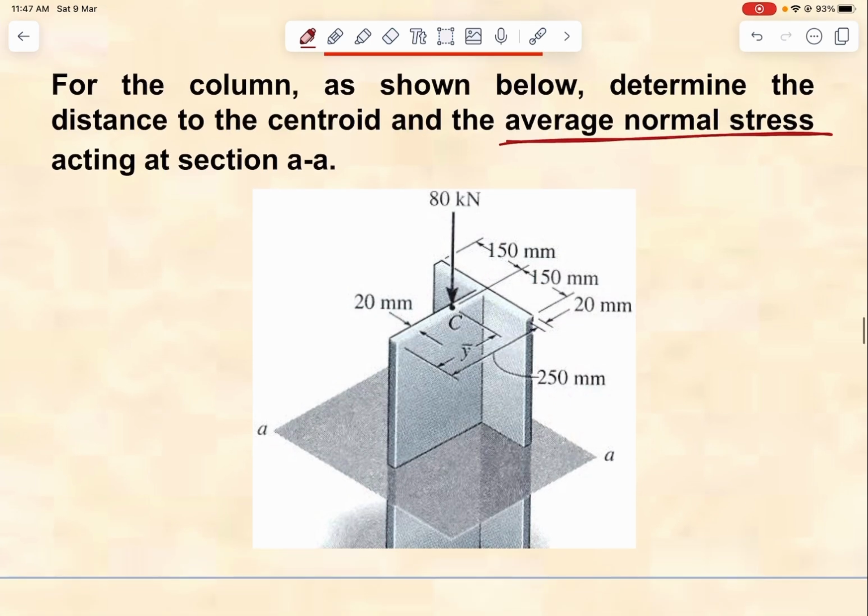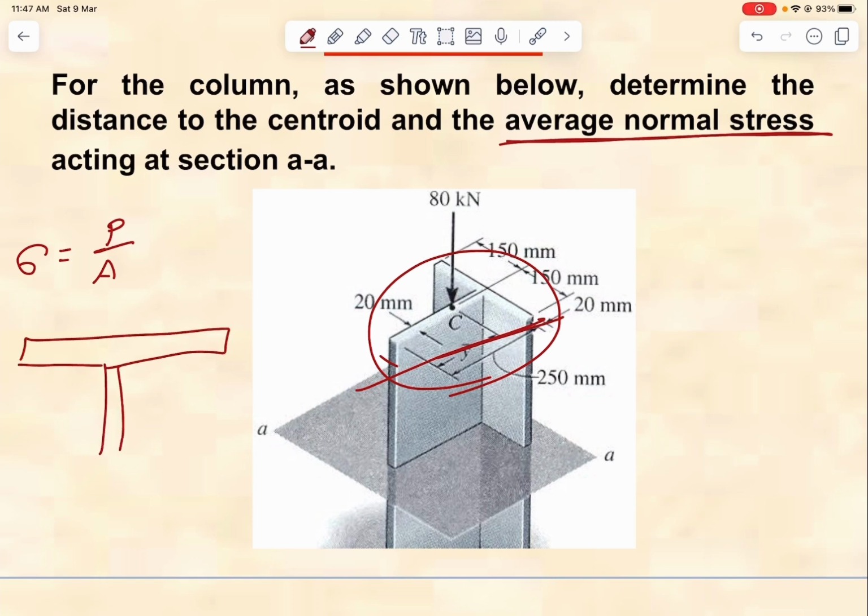What is the average normal stress? We said it is the force over the area. Now my area is all of this. If I take the cut over here, it will be something like that. It looks like this. This is my area. Here it is 250. This one is 20, and all of that is 300, and this one is also 20.